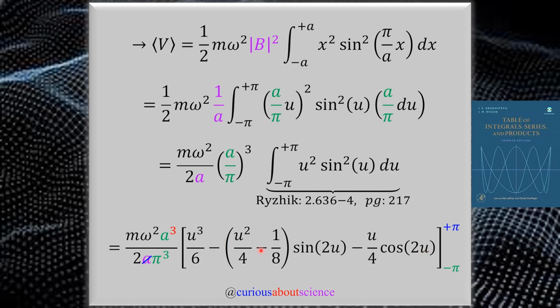We see that we need to evaluate these at plus pi and negative pi, and that'll be simplified relatively quickly because that sine term again will go bye-bye.